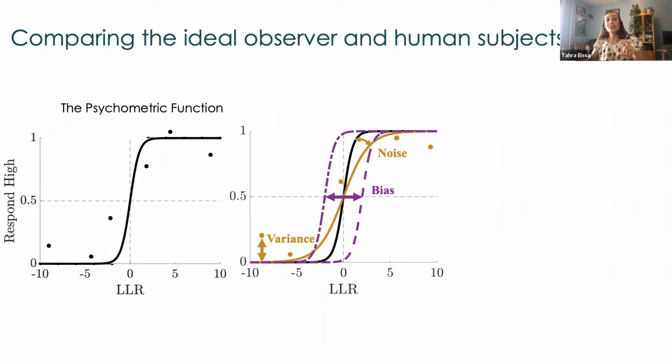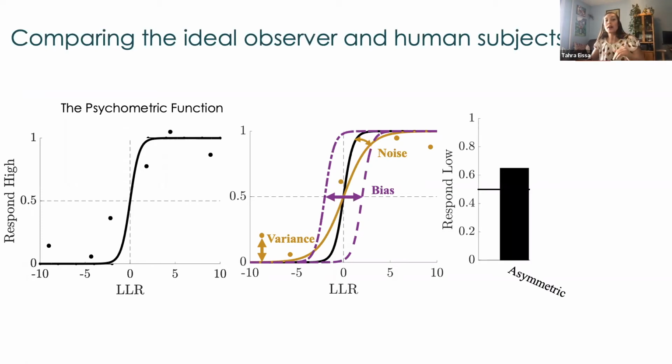And so this gives us the ability to actually consider a few of these different components that may be driving some of the differences we'll see later. So just to put this in a little more context now, we are going to go back to what we saw with that asymmetric evidence. So remember, we saw that our ideal observer was showing this choice asymmetry, responding low more than 0.5.